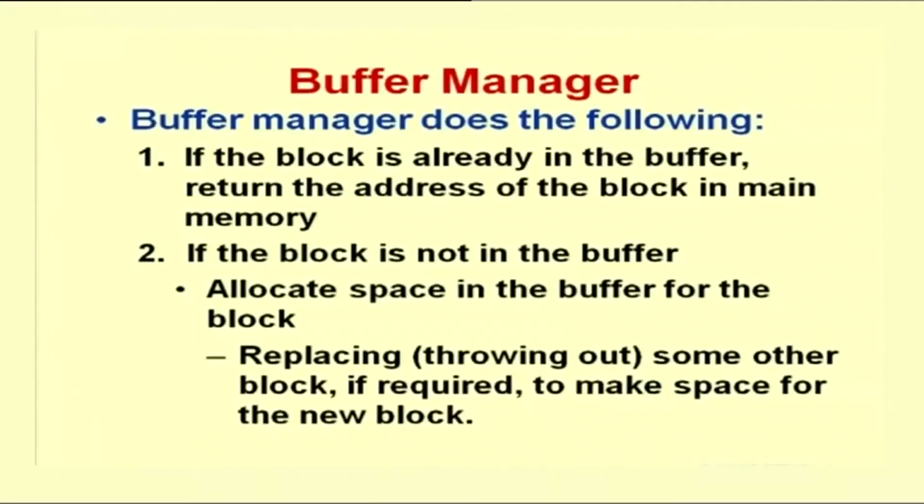At that time what will we have to do? We will have to allocate space in the buffer for that block, because the block is needed. So, how do we get this space? Because there is only limited space. For doing that, we replace or throw out some other block that is already present in the main memory, we shift it out into the secondary memory, so that you can make space for the new block. So, that is how it is done.